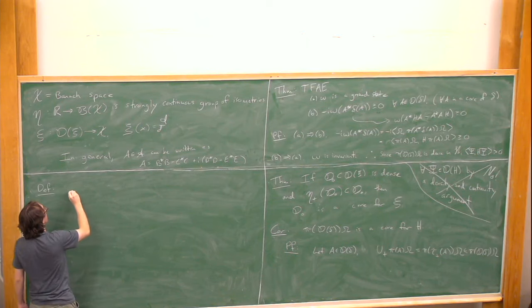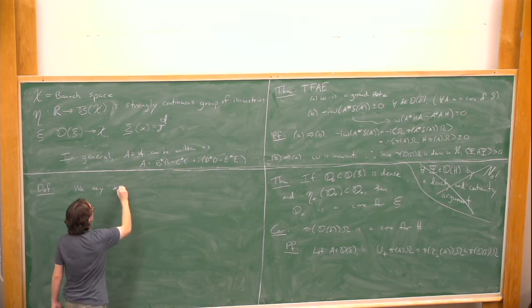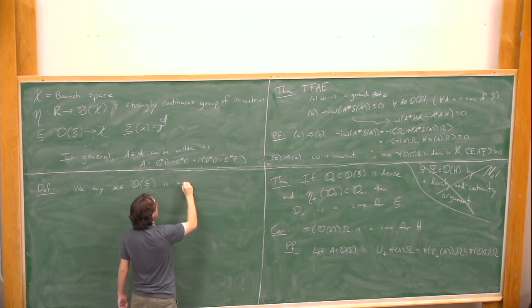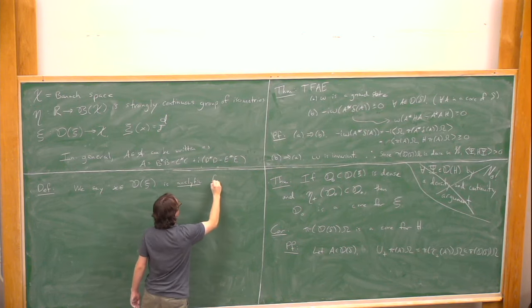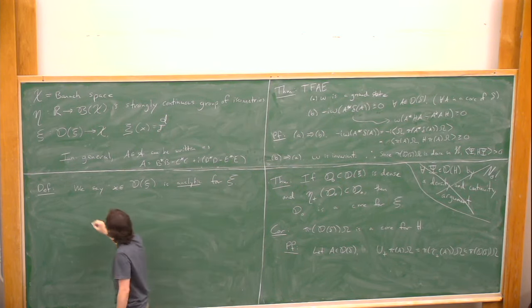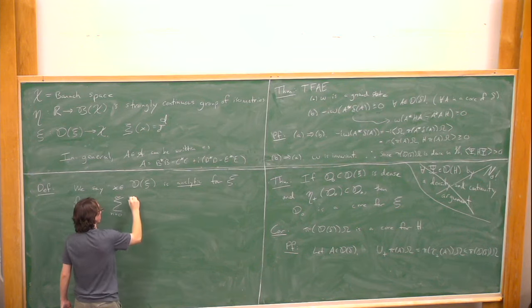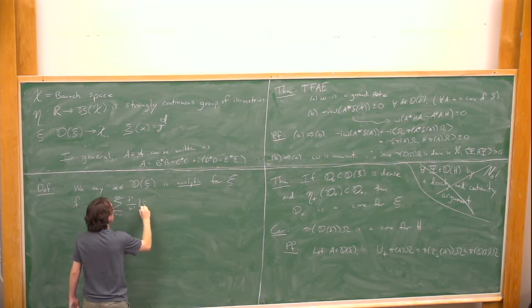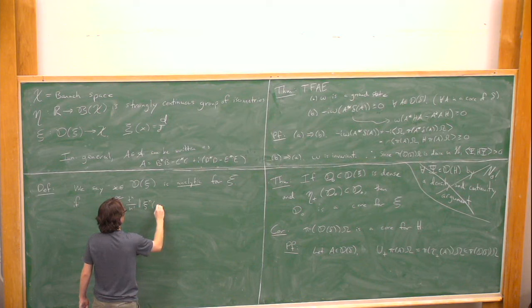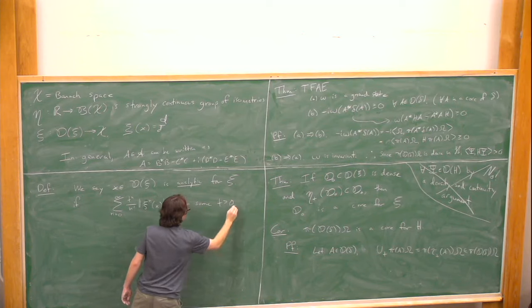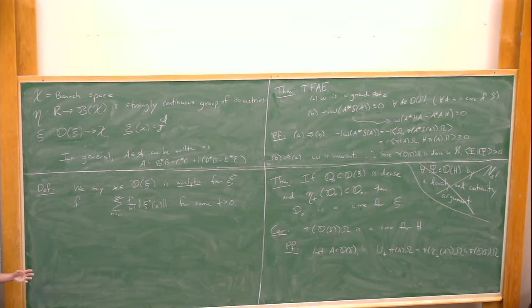And in general, we say x in the domain of this generator is analytic for the generator if this sum, the Taylor series, converges for some positive time. OK, so that's what we had before, right?